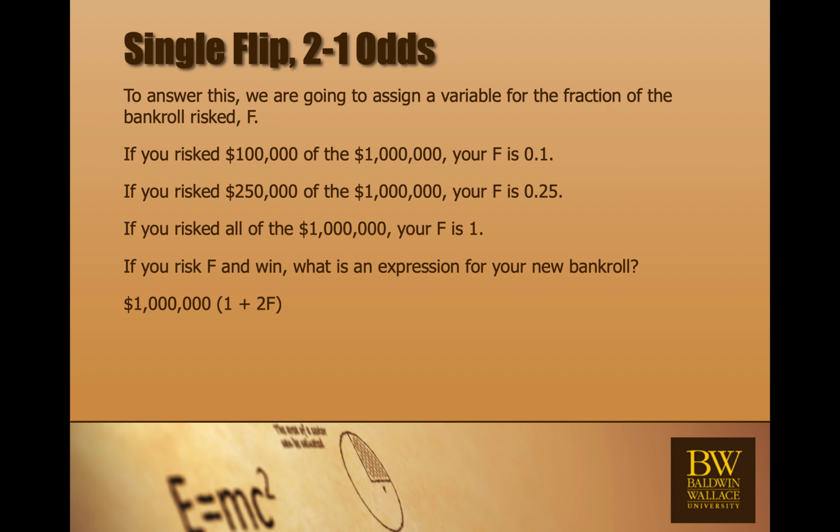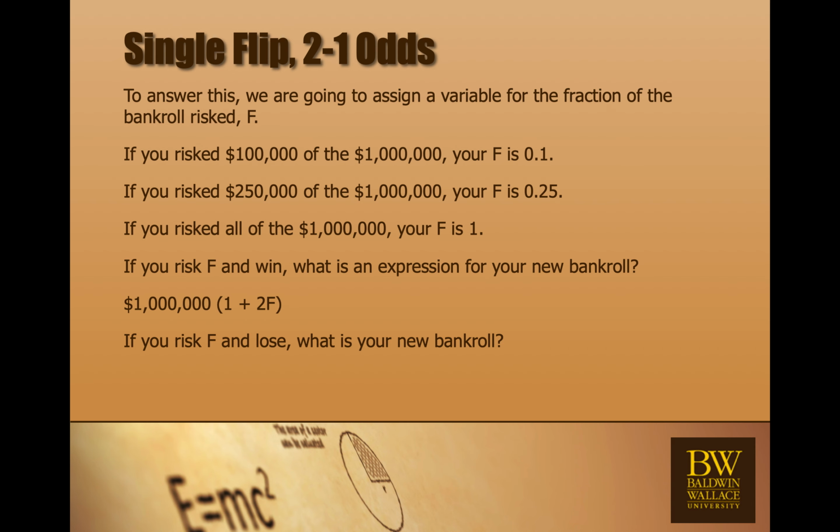So if you plug in 0.1 for F, that's $100,000. So F is 0.1. 2 times 0.1 is 0.2. 1 plus 0.2 is 1.2. And when you multiply 1 million by 1.2, you get 1.2 million.